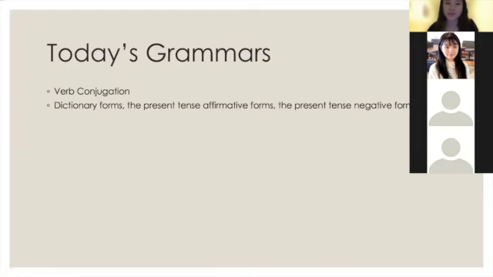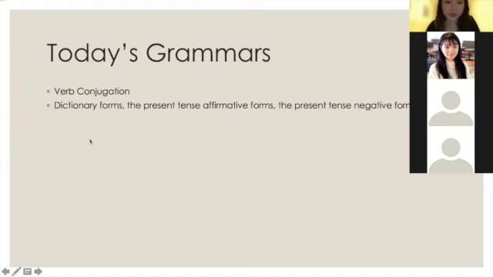We already talked about there being a polite form and a casual form in Japanese before, right? Actually the casual form is the dictionary form. Today we're going to learn to change dictionary forms into the polite form, which is also the present tense affirmative form, and also the negative form of the polite form, the present tense negative form.